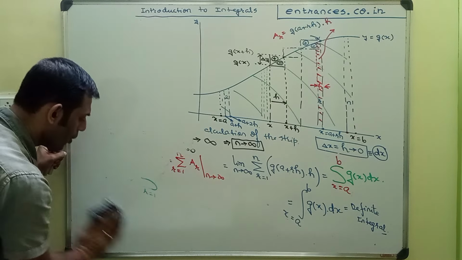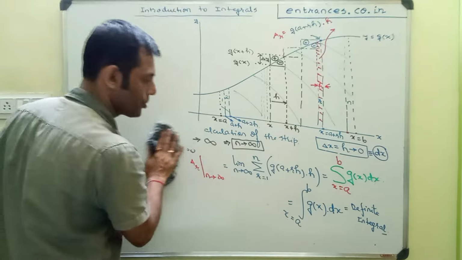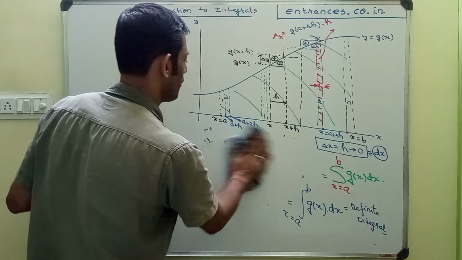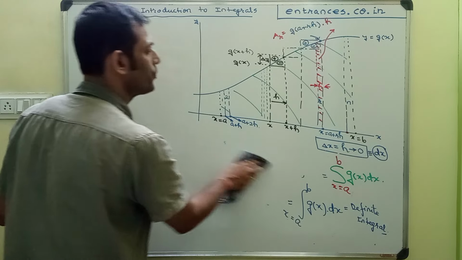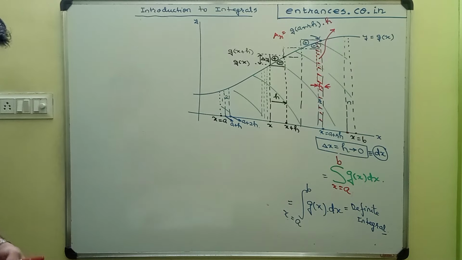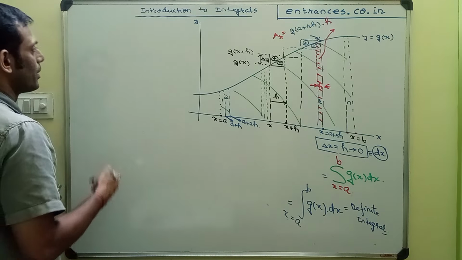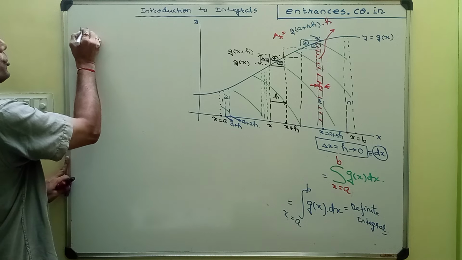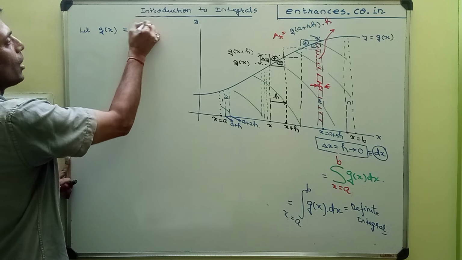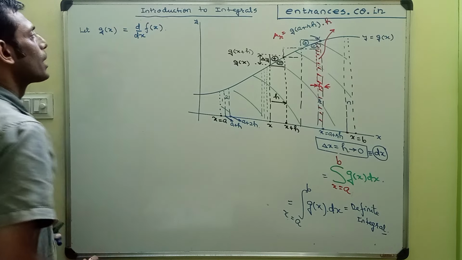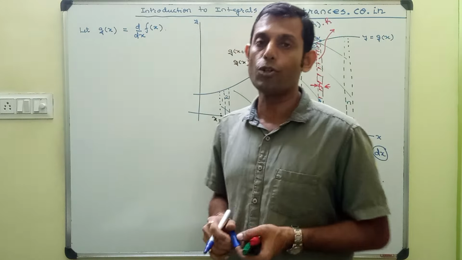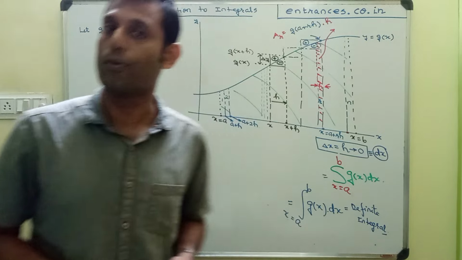g of x function, if it is, let's say, a velocity function, then it must be the rate of change of some displacement. And if it is the rate of change of some displacement, then it must have some primitive. So let g of x be the derivative of some f of x function. Let this happen. That means g of x is the velocity function, f of x is the displacement function, x is the time. So ds by dt equal to velocity means v dt equal to ds.